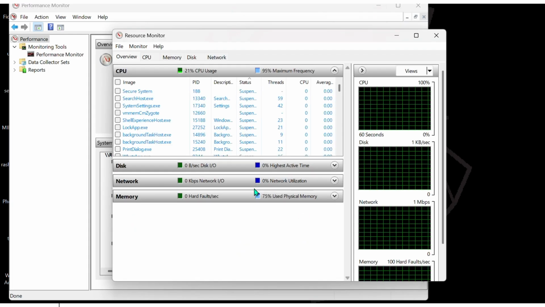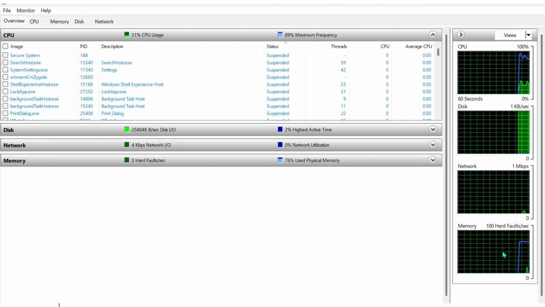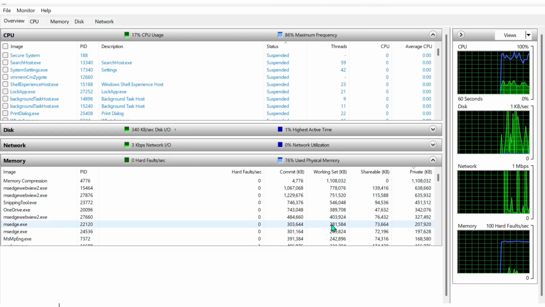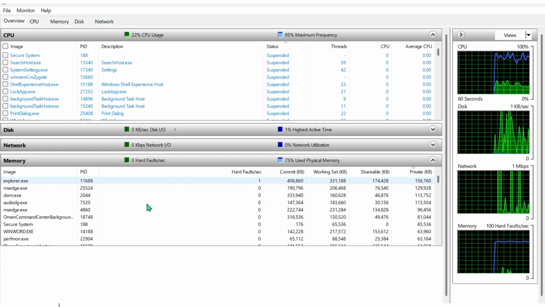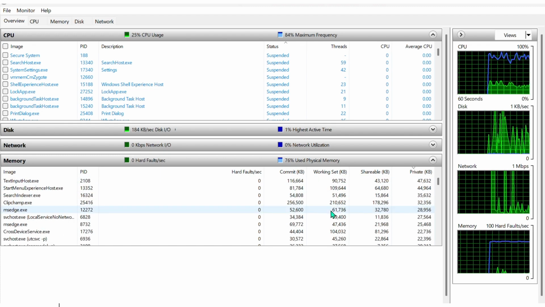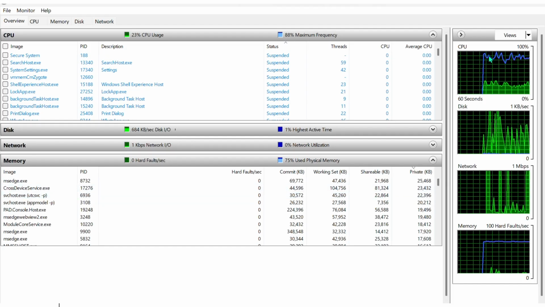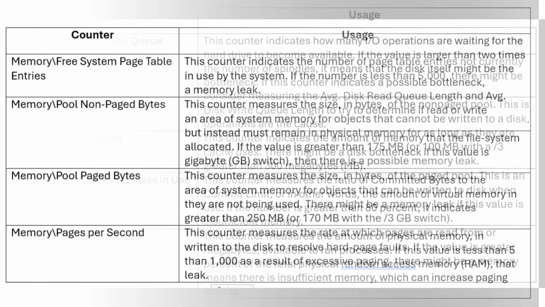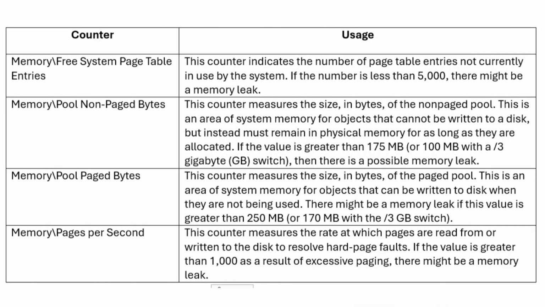Memory, percent committed bytes in use. This counter measures the ratio of committed bytes to the commit limit, or in other words, the amount of virtual memory in use. If the number is greater than 80%, it indicates insufficient memory. Memory, available MB. This counter measures the amount of physical memory, in megabytes, available to run processes. If this value is less than 5% of the total physical random access memory (RAM), that means there is insufficient memory, which can increase paging activity.